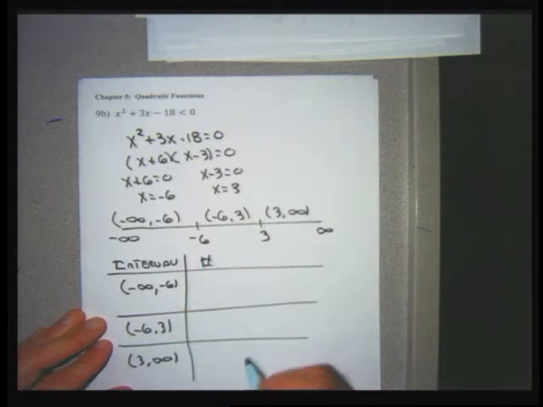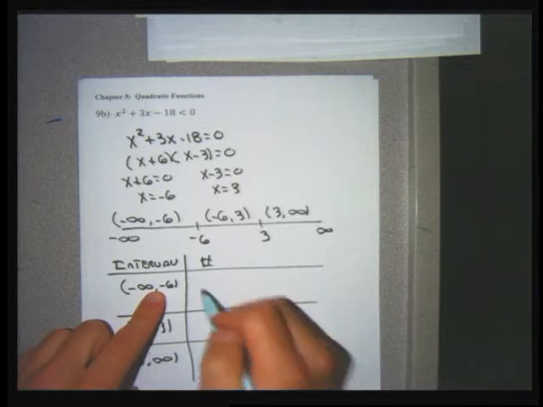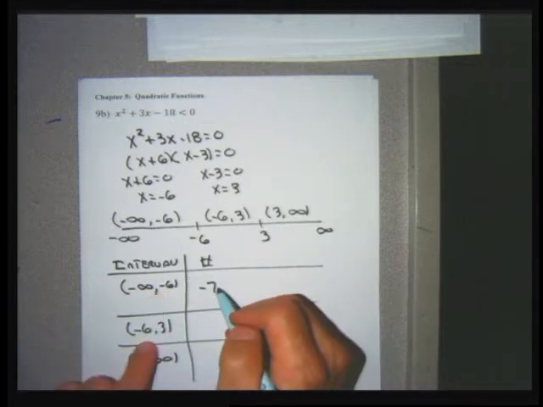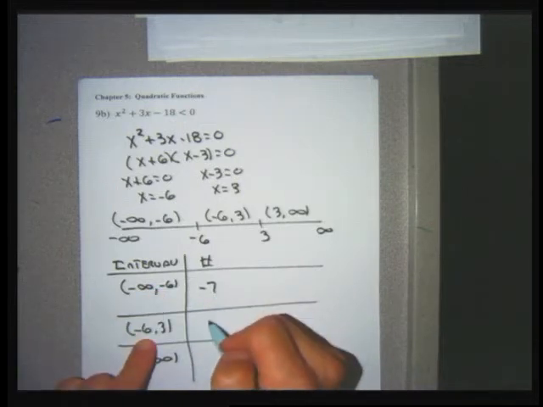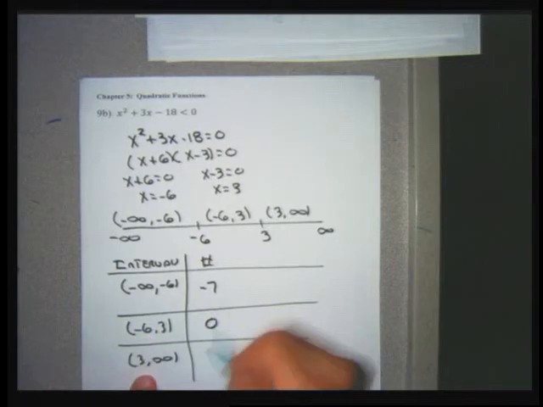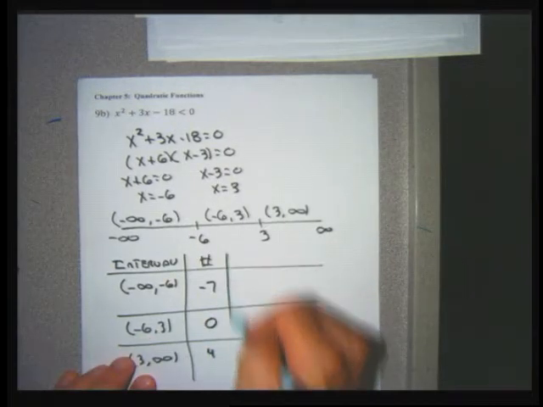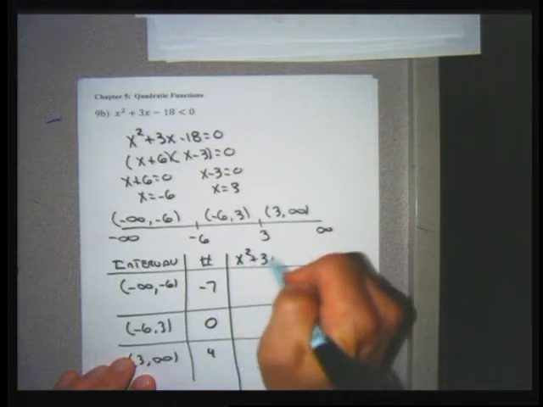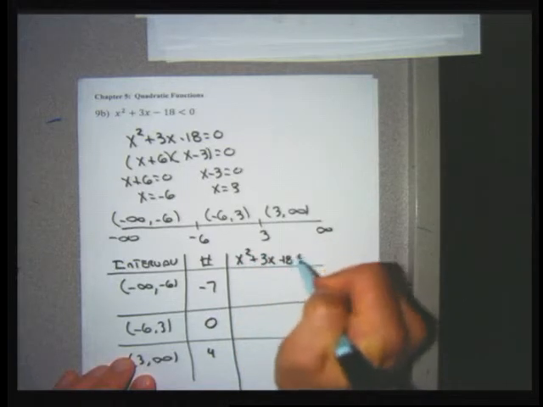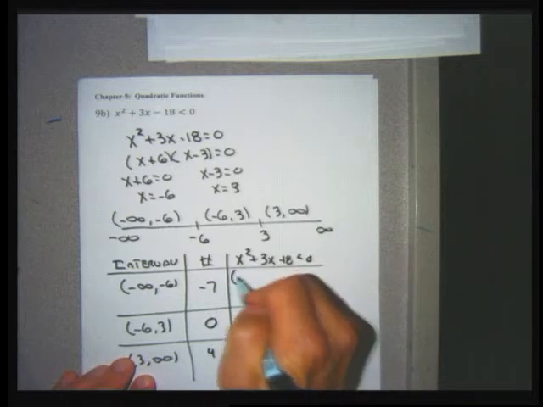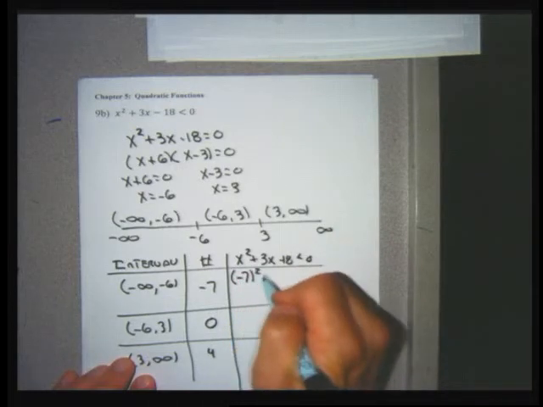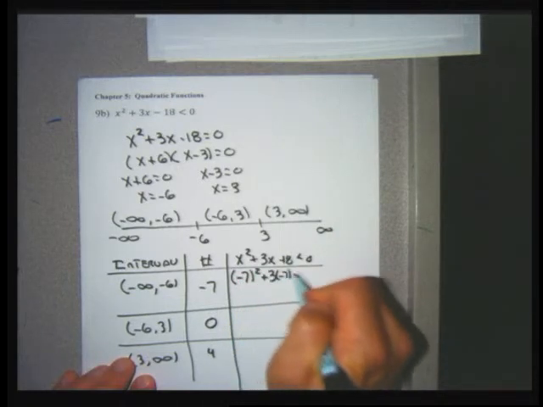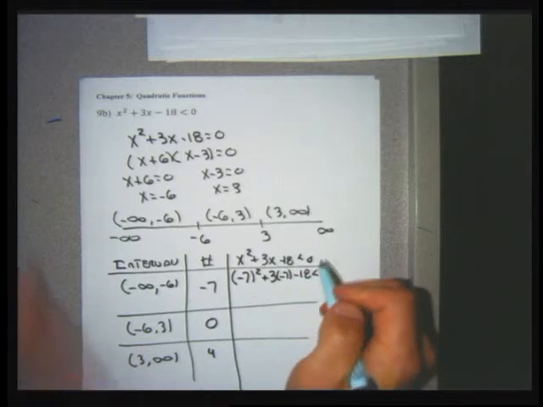Next column's the number in the interval. First one, negative 7, is kind of a nice number in this interval. Middle one goes from negative to positive, I pick the 0, and the last one I'm going to pick 4. Now I'm going to take the original problem, x squared plus 3x minus 18 is less than 0, and first go negative 7 squared plus 3 times negative 7 minus 18 is less than 0.